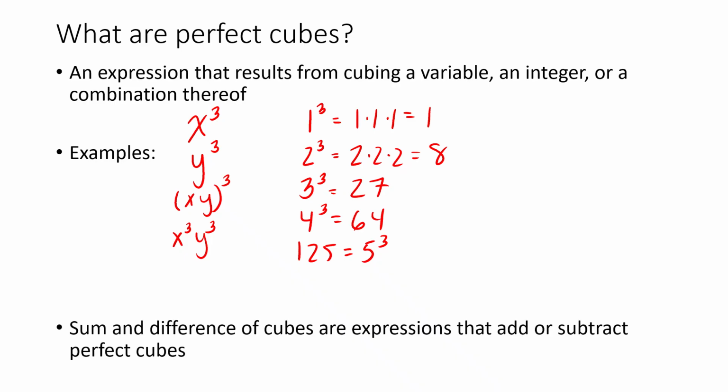Now, the sum and difference of cubes are expressions that add or subtract perfect cubes. So in essence, you could take anything in this group here, including all the many things that I did not write down, and just put a plus sign or a minus sign between them, and you would have the sum or difference of cubes. So for example, you could have something like x to the third minus 125. That would be the difference of cubes. We could have 27x to the third, y to the third plus 1. That would be the sum of cubes, with everything in there being a perfect cube.